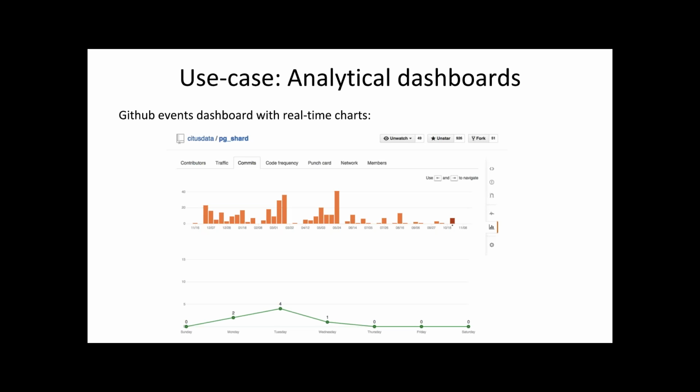So the use case we're going to look at is that of an analytical dashboard. In particular, we're going to look at the GitHub Events dashboard, which has a number of charts on various things like traffic to a particular repository or the number of commits and other statistics. You can see at the bottom it shows the number of commits that were done on a repository in the last 7 days, and at the top you see a breakdown per week.